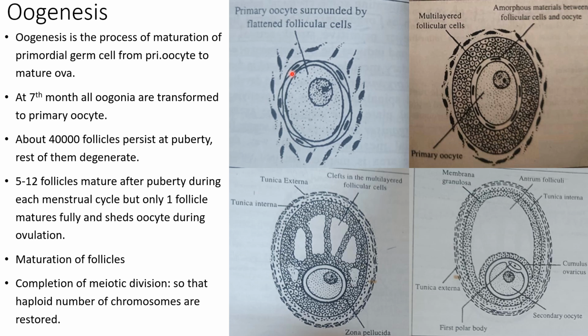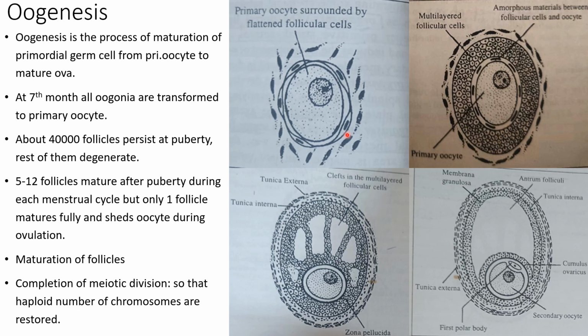Okay, so the primordial follicles are formed and at the time of birth there are 80,000 follicles. At the time of puberty we have about 40,000 follicles, and after puberty during each menstrual cycle about 5 to 12 such primordial follicles will start maturing, but only one follicle will mature completely and form a mature Graafian follicle, which during the process of ovulation will shed off the oocyte.